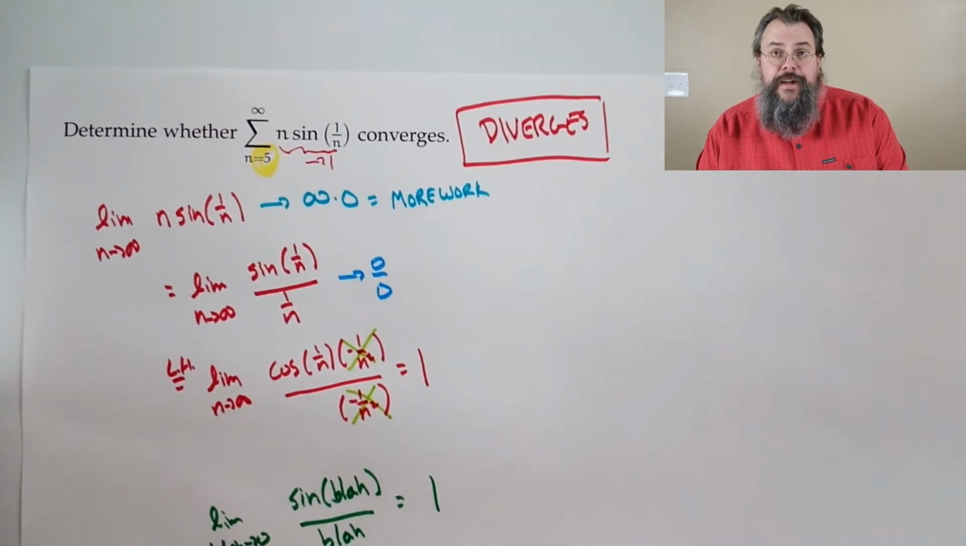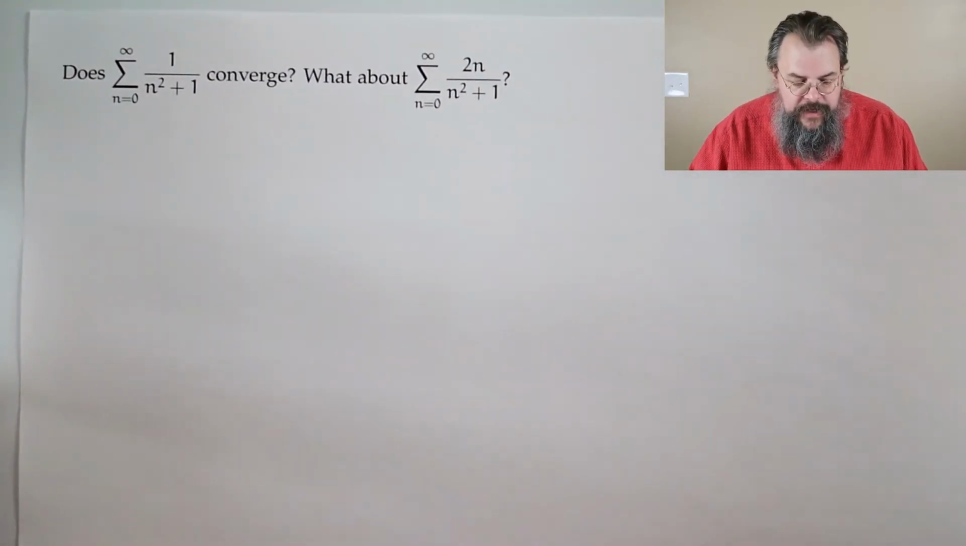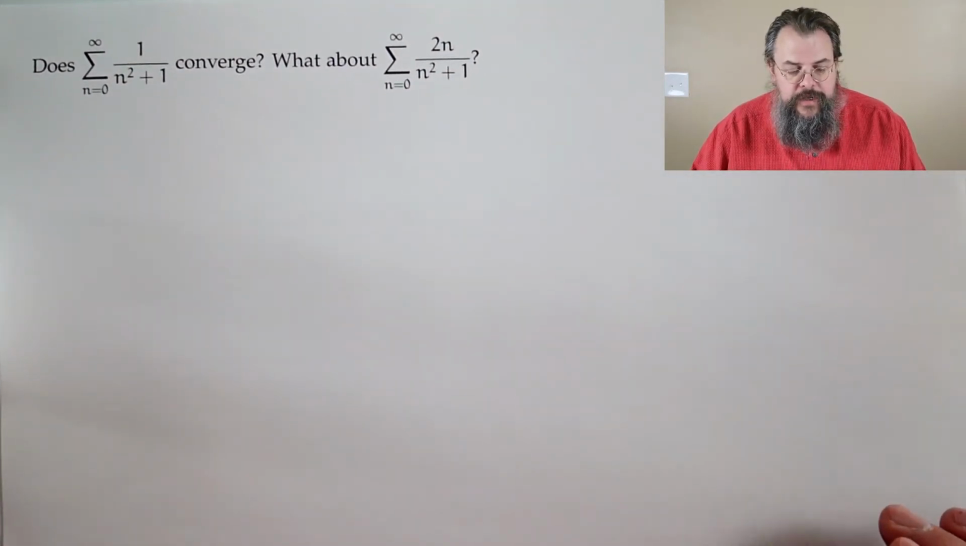Well, that wasn't so bad. Well, because it was a pretty, in some sense, bad series, right? Because terms weren't going to 0. All right. Well, now, here we go.